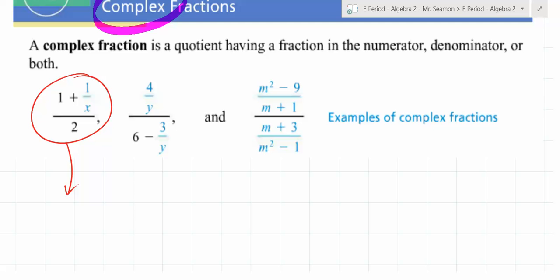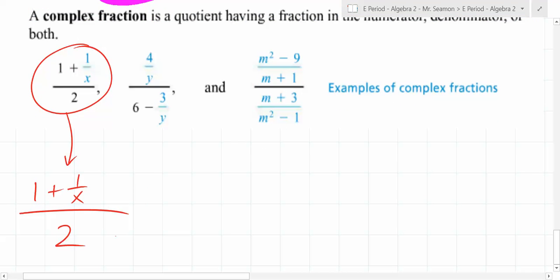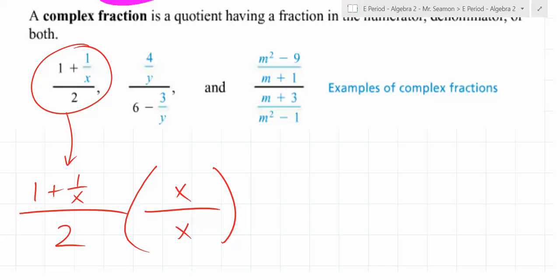What would you do first, Connor? Multiply the top and the bottom so that you would get rid of the fraction. You'd have to multiply by the same thing on the top and the bottom, because if you didn't, it wouldn't be 1. So you have 1 plus 1 over x all over 2. What do you want to multiply by? I like this method. If you multiply by x on both the top and the bottom, what happens?